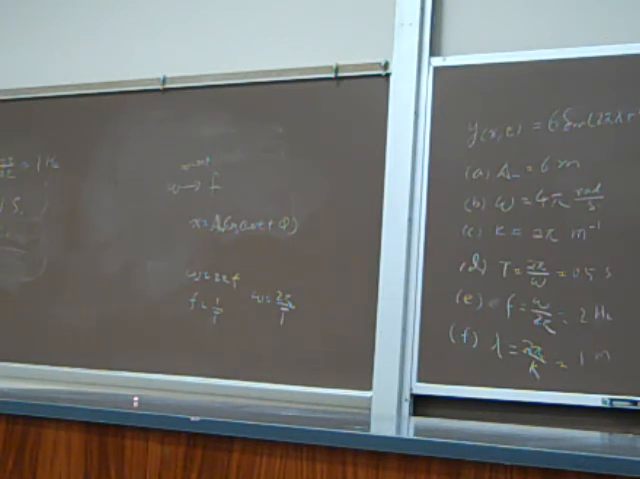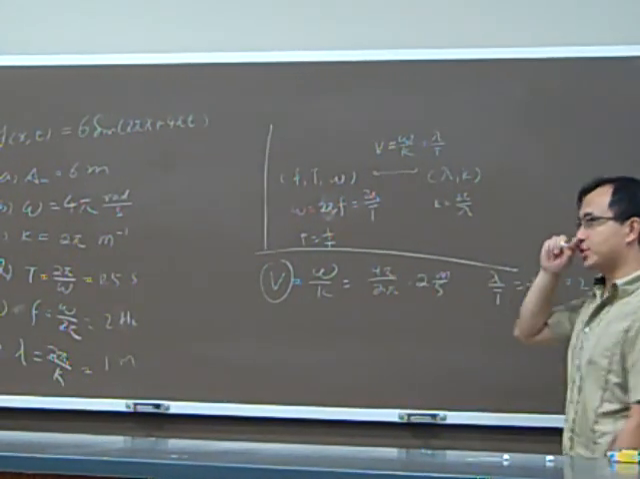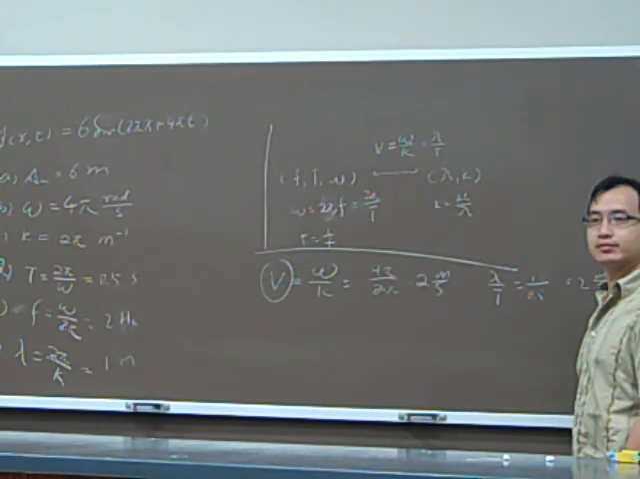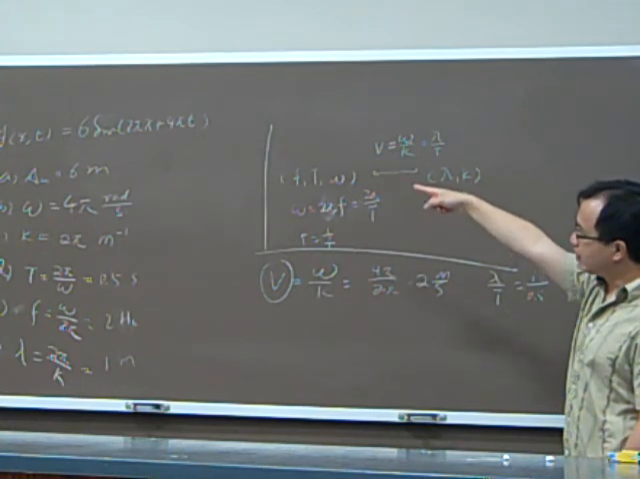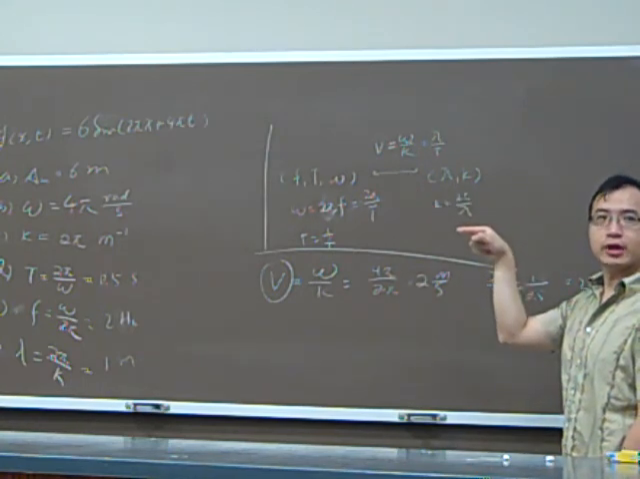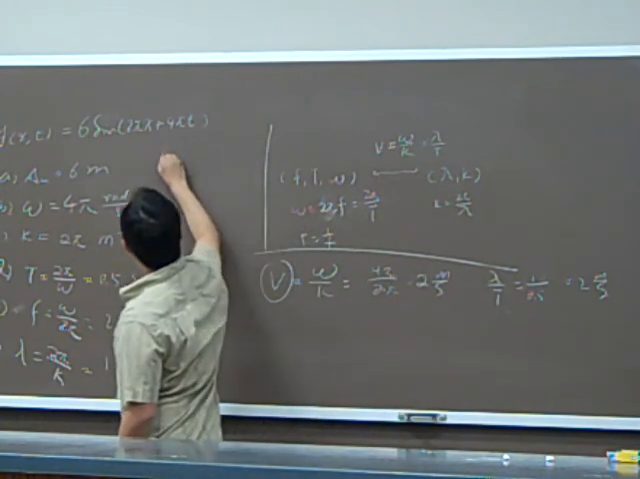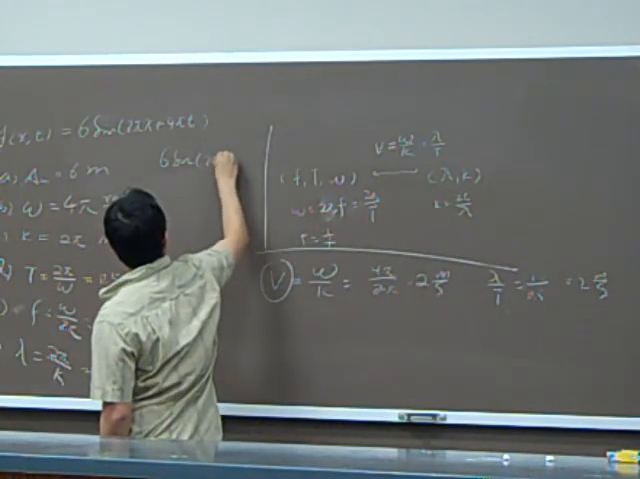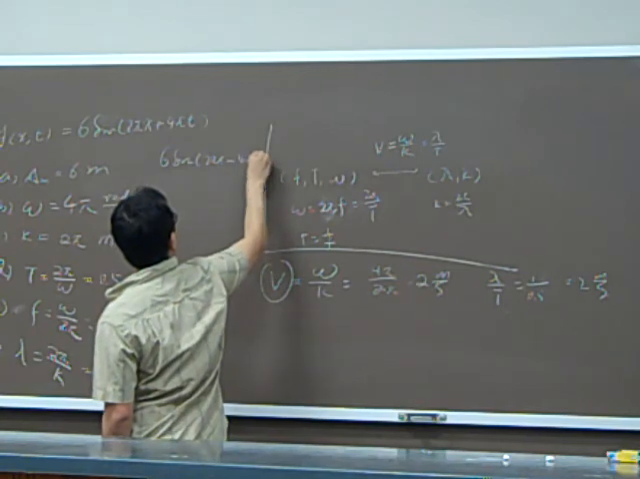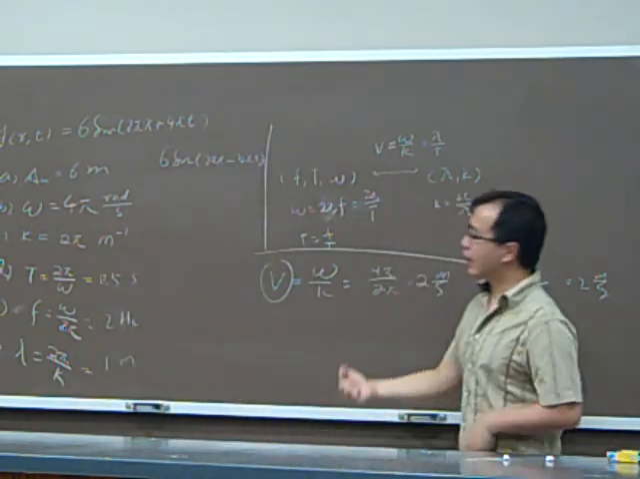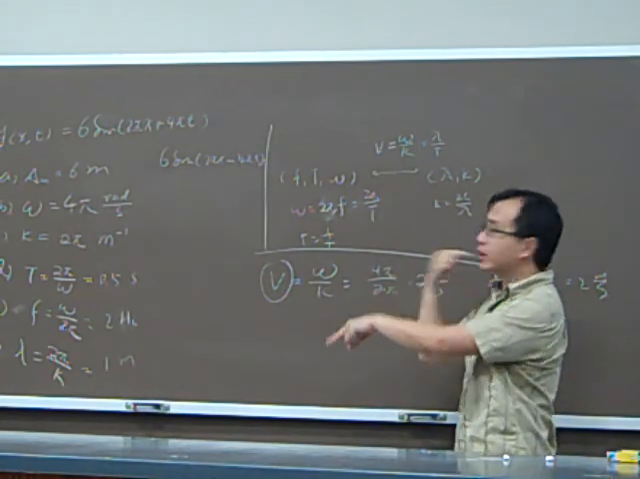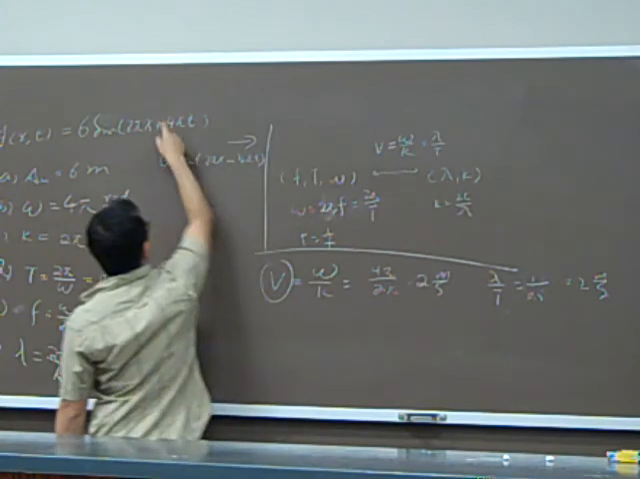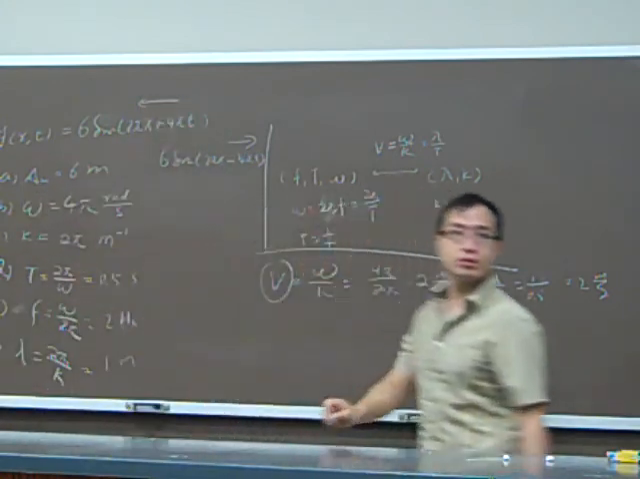Finally, in which direction is the wave propagating? Towards the negative x. Okay, yes. The positive sign there means negative direction. So if we get something like 6 sin(2 pi x minus 4 pi t), that one means the wave propagates in the positive direction. Okay, so this is the positive direction. This one means negative direction.